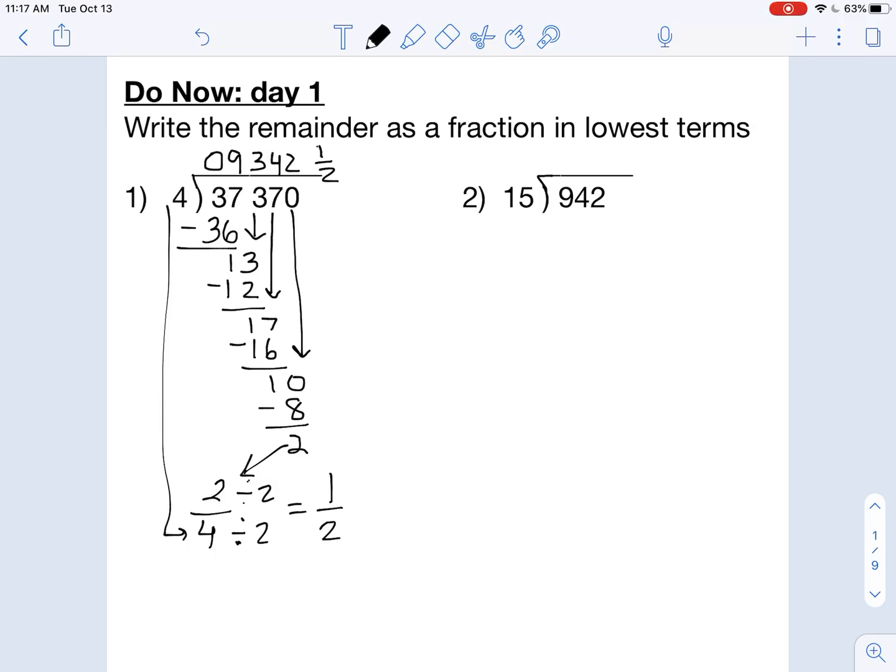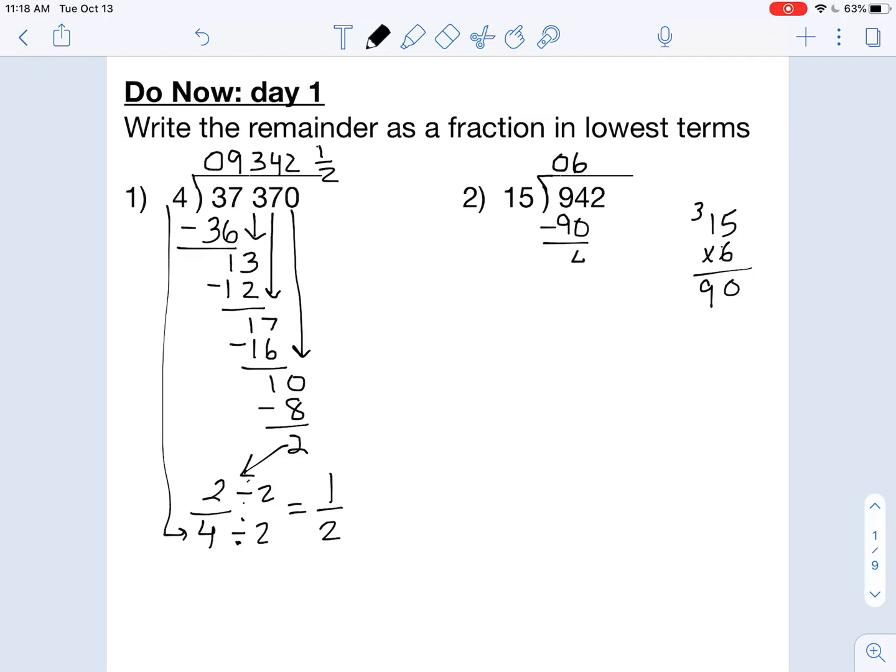All right, our next question. 942 divided by 15. We can't make any groups of 15 out of 9, but we can make groups of 15 out of 94. And I'm going to take a guess here that it's going to be 6 groups. Let's try it. 6 times 5 is 30. 6 times 1 is 6, plus 3 is 9. So that's pretty close. It goes in 6 times.